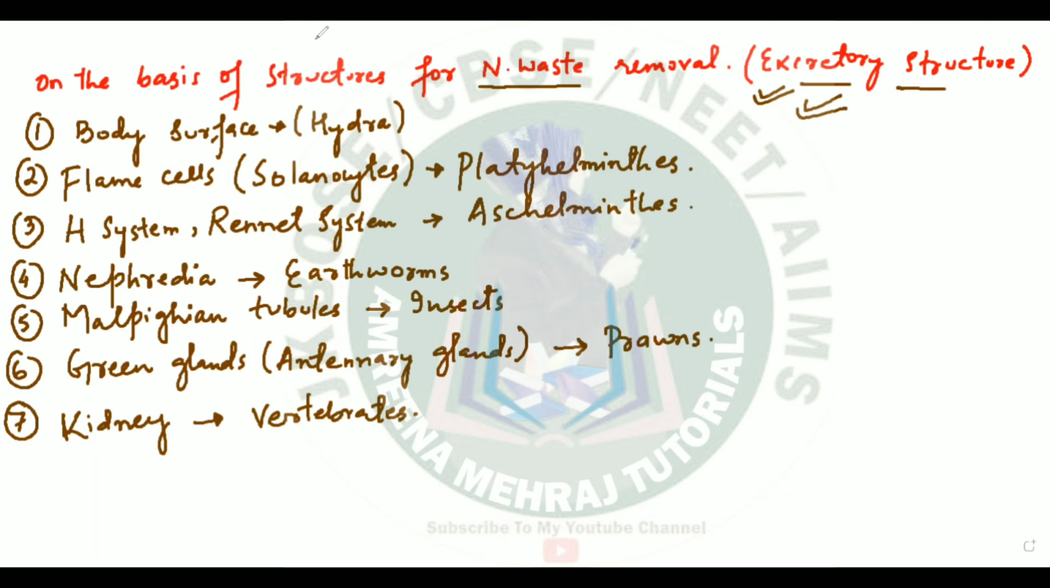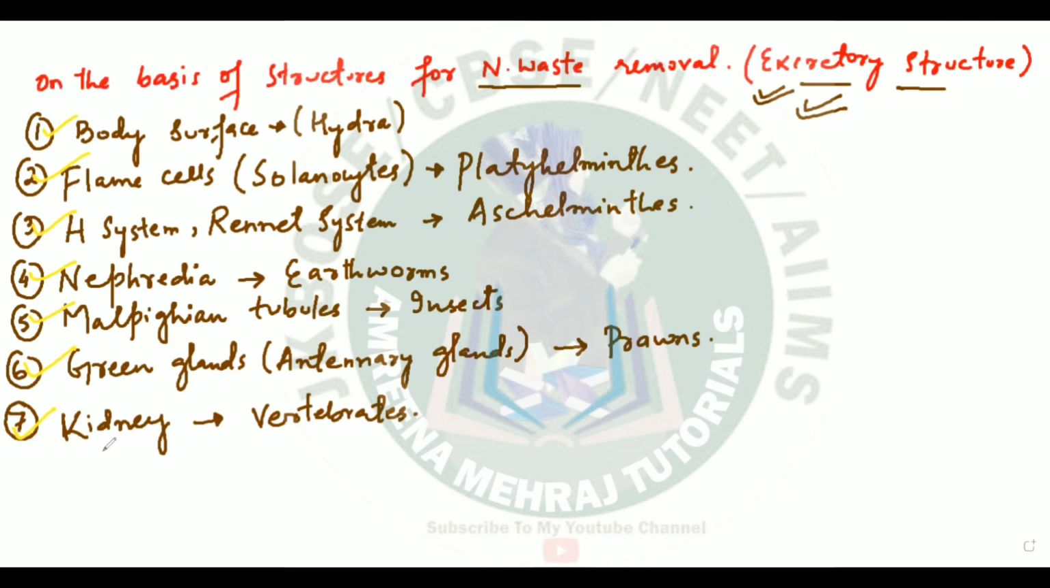So you will have, obviously, let us start from the bottom now. So you'll have vertebrates which have kidneys for excretion. You have prawns with green glands for excretion. You have insects with Malpighian tubules for excretion. You have earthworms with Nephridia for excretion. You have Aschelminthes with H system for excretion. You have Platyhelminthes with flame cells for excretion. And you have some organisms performing excretion of wastes through the general body surface.